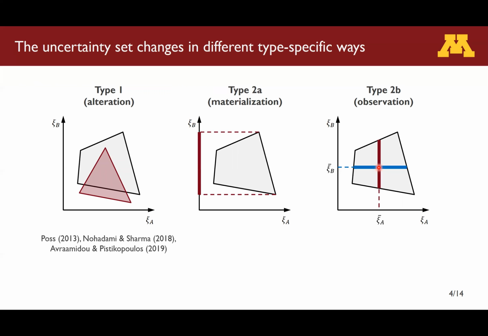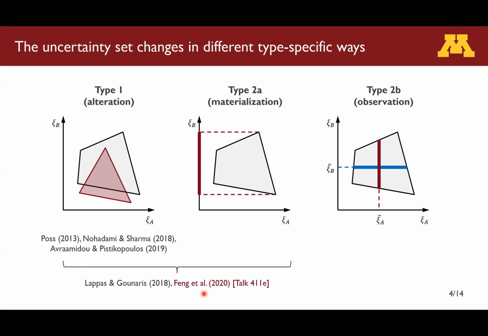So the literature on robust optimization with endogenous uncertainty is rather scarce. Paulson, Nohadami, and Sharma have addressed type 1 endogenous uncertainty. Aframidou and Pisakopoulos have outlined an approach to this problem using multi-parametric programming. Lapas and Gunaris have considered type 1 and type 2A, but most of these existing works only consider the static case, so with no recourse.